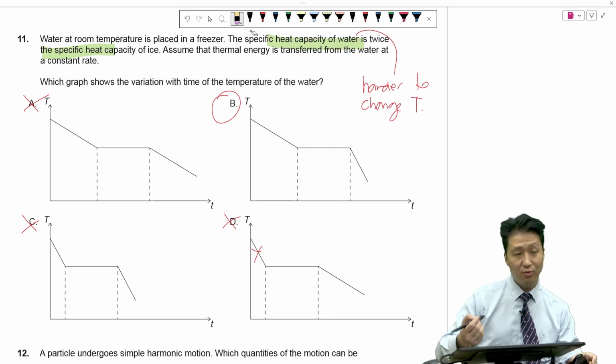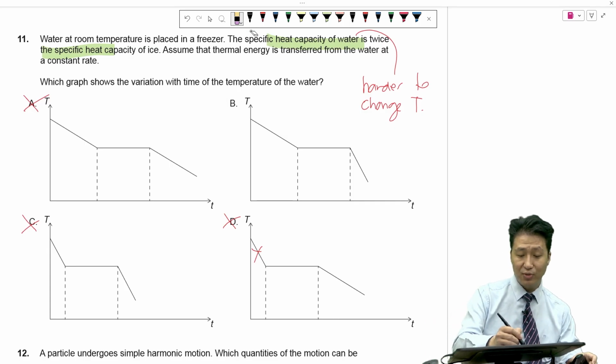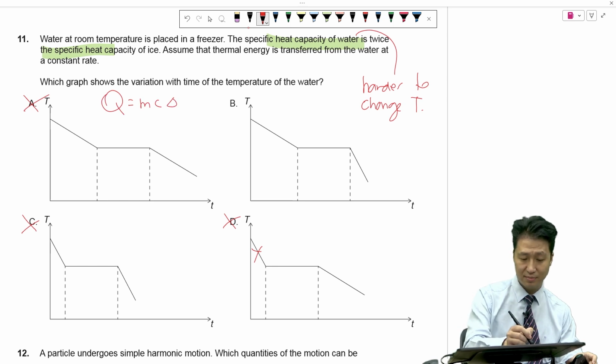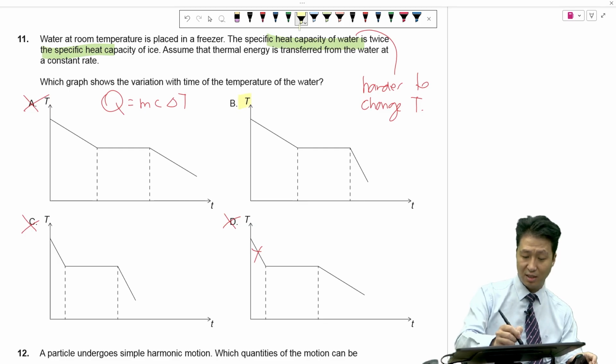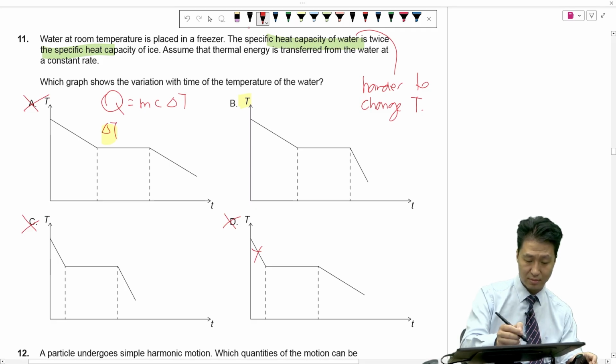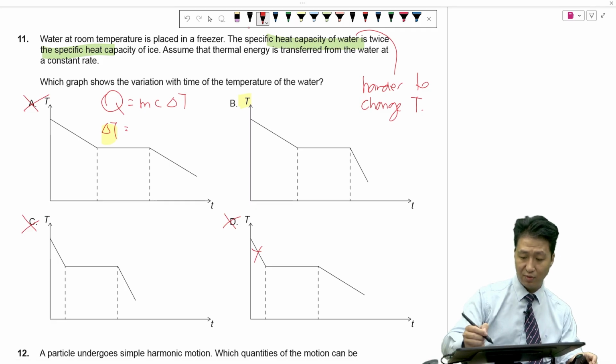One last thing you probably want to do is, well, how do you prove that the heat capacity is related to the slope of the temperature? Well, let's go back to the equation you might probably memorize as Q equals mc delta T. But temperature is in the y-axis, so we should probably put the temperature on the left-hand side of the equation. And then we have time in the x-axis.